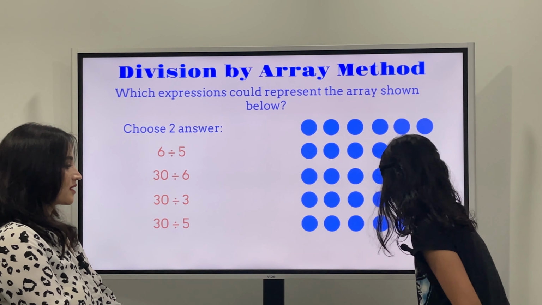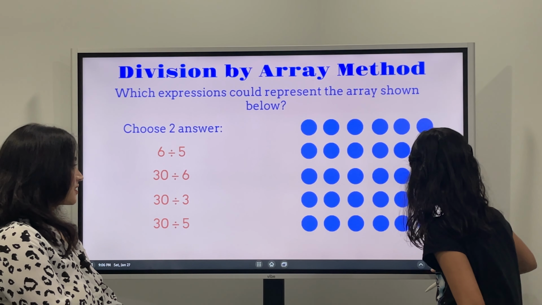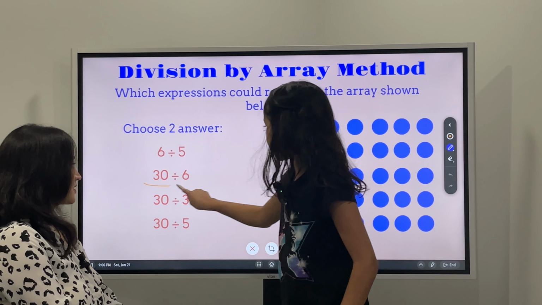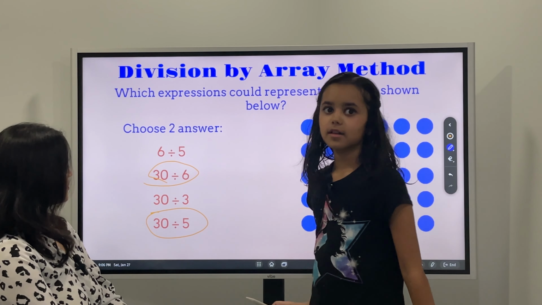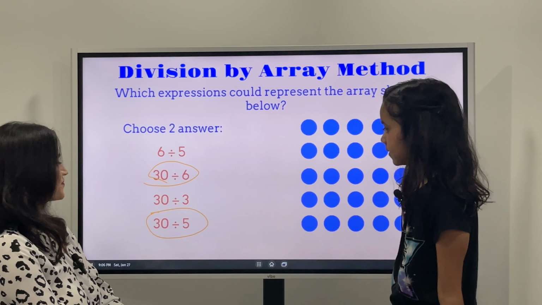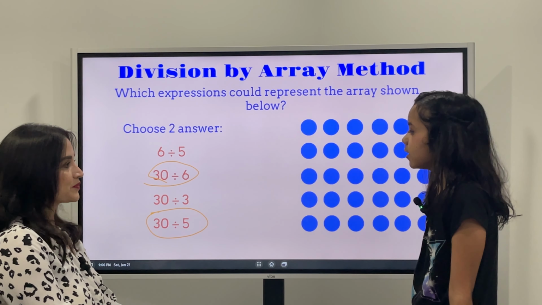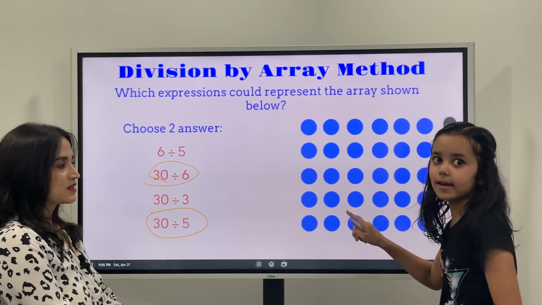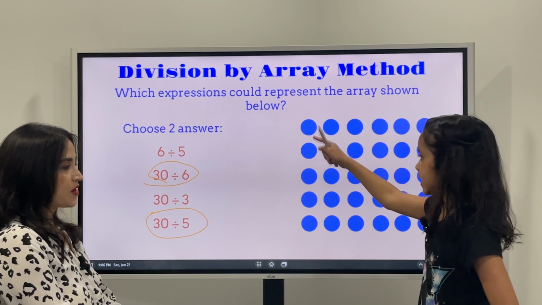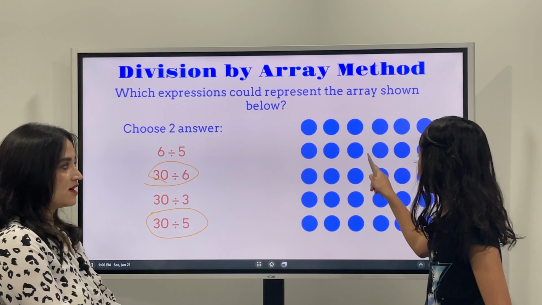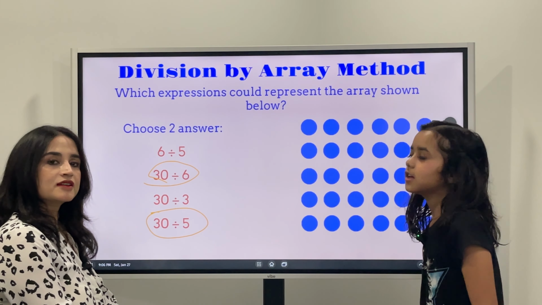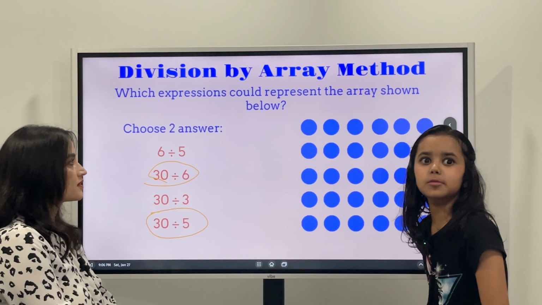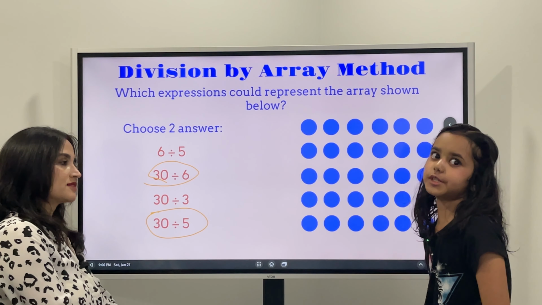I think it'll be these 2. Yeah, because I know that I counted by 5. I counted here first, and then it was 5, 10, 15, 20, 25, 30. 6 times 5 equals 30. So the total number is 30, so you put it at the front for division.